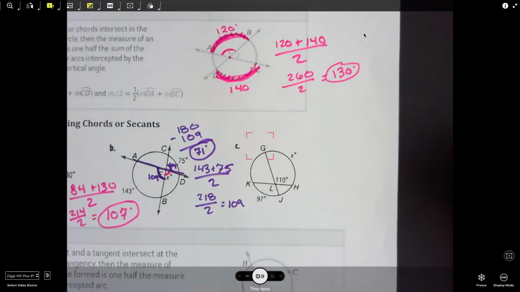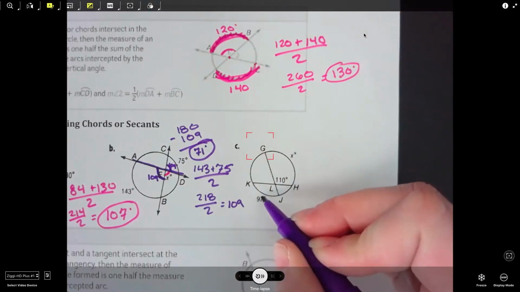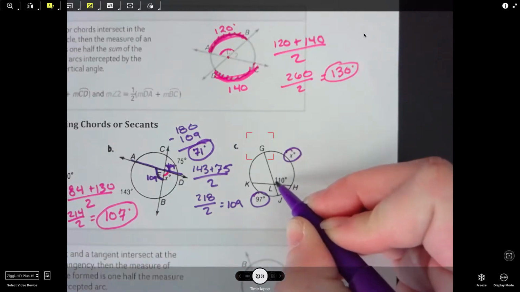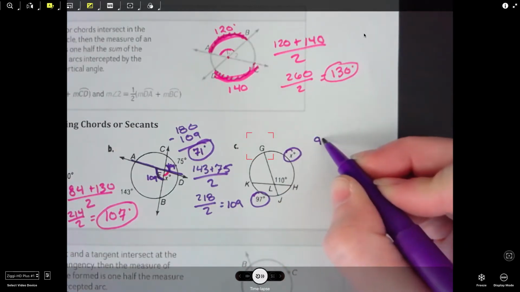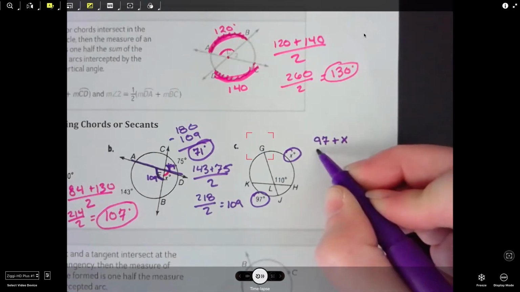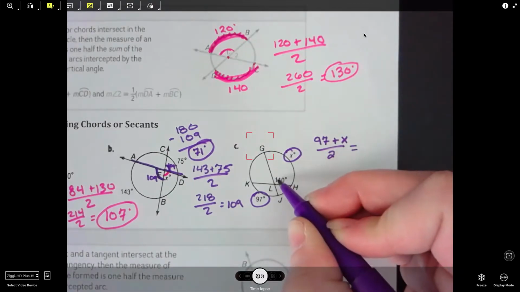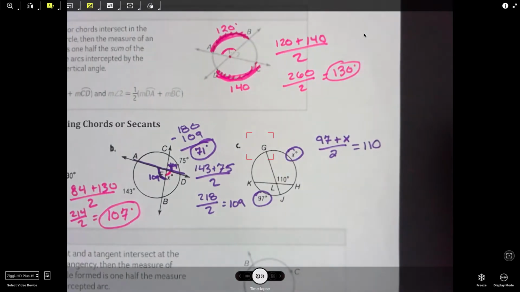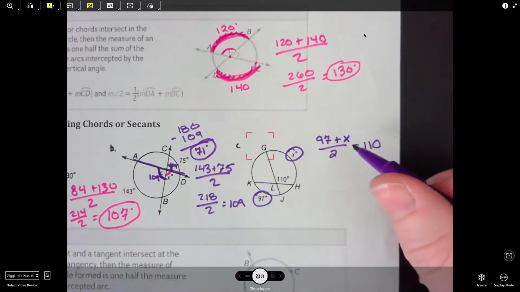Now part C is a little bit more involved yet, in that normally we take 97 and we add it to this value and divide by 2 to get this one. So I'm just going to write that out. 97 plus x divided by 2 normally will give us this value in here, which they say is 110. So I'm just going to write all of that out, and then we're going to solve for x. We're going to work backwards.